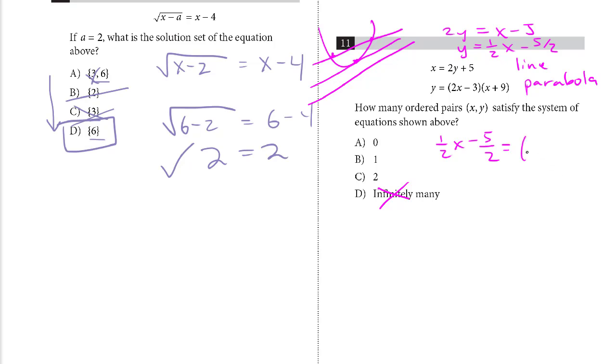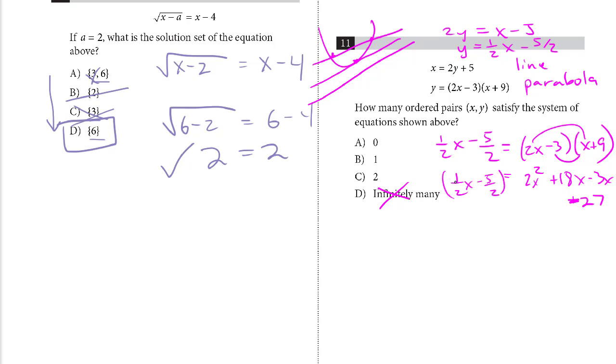equals 2x minus 3 times x plus 9. Okay? And I'm going to want to multiply that out. So 2x minus 3 times x plus 9: 2x times x is 2x squared. 2x times 9 is plus 18x. Minus 3 times x is minus 3x. Minus 3 times 9 is minus 27. And that, of course, equals our half x minus 5 halves.